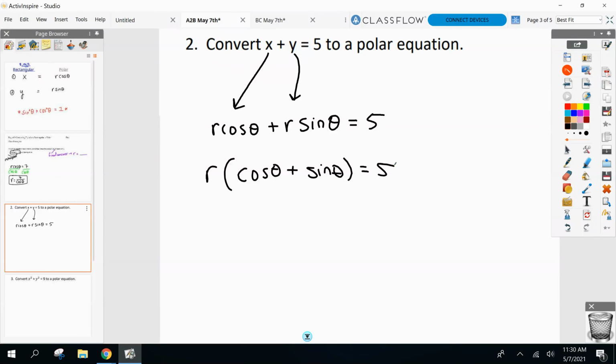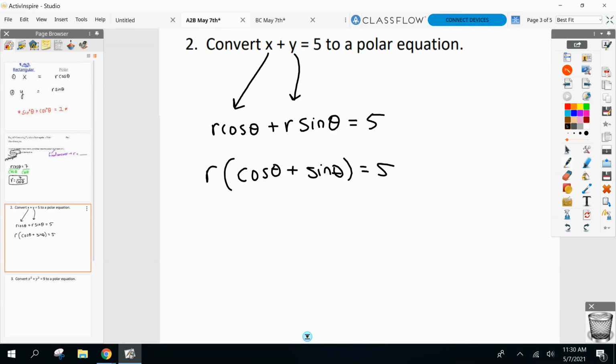Hey, guys, if you're confused, this is all I'm doing. 2x plus 4. Take out a 2. That's x plus 2. That's all I'm doing. It was your old greatest common factor when you used to factor back in algebra 1 and 2.